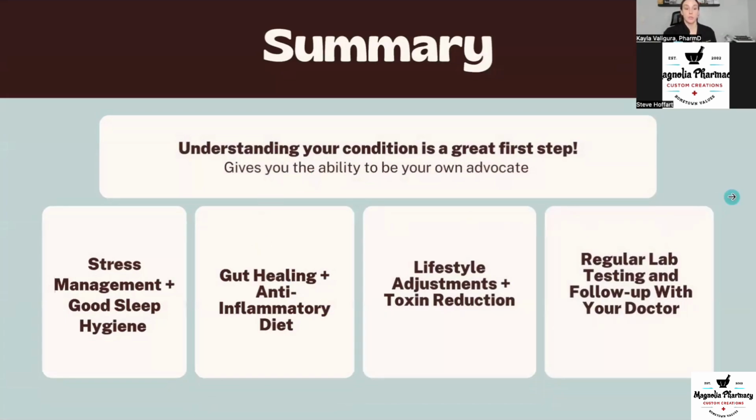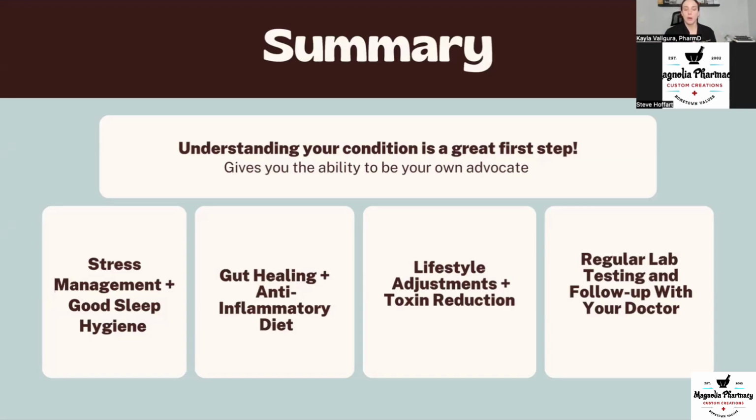So I know I threw a lot of information at you, but just as a summary, understanding your condition is a great first step. I know that all of these lab values and things can be pretty confusing, and understanding your condition, understanding what these hormones are and how they're working in our body gives you the ability to be your own advocate whenever you are out seeing a doctor or getting labs drawn, things like that.